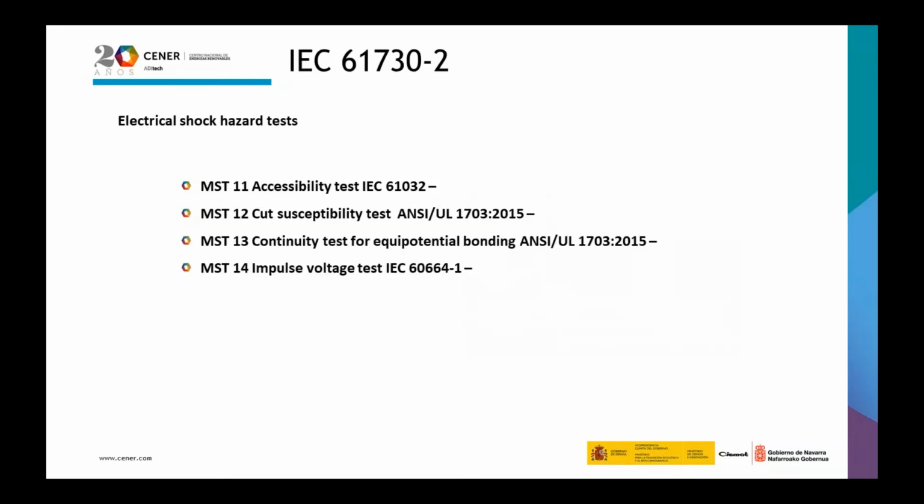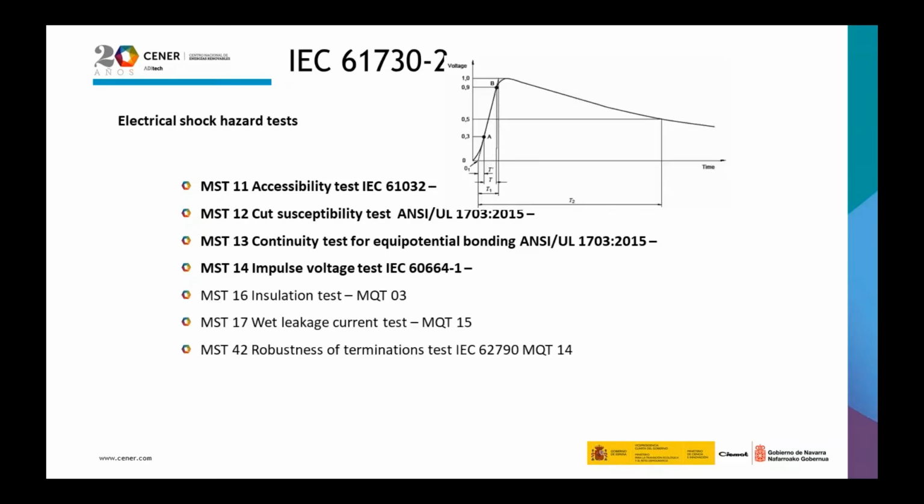And then we have the MST 13. The purpose here is to verify the continuous path between accessible conductive parts in direct contact with each other, as it happens in the different parts of the metallic frame. And finally, the new shock hazard test is the impulse voltage. The purpose here is to verify the capability of insulation of the PV module to withstand overvoltages of atmospheric origin. The impulse applied here has the shape shown in the picture.